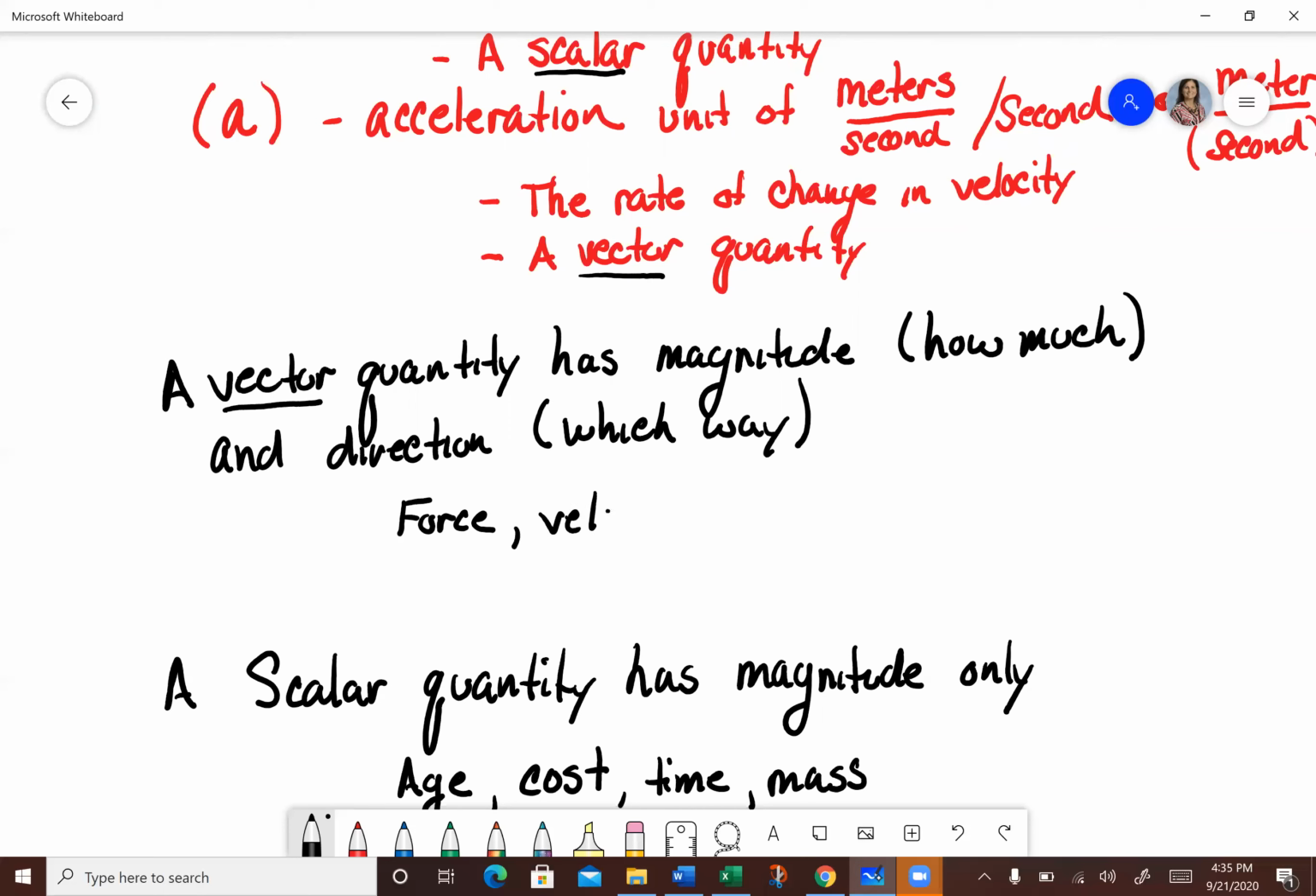Velocity is a vector quantity. It matters which way I'm moving. Am I driving north, south, east, west? So that is our velocity.